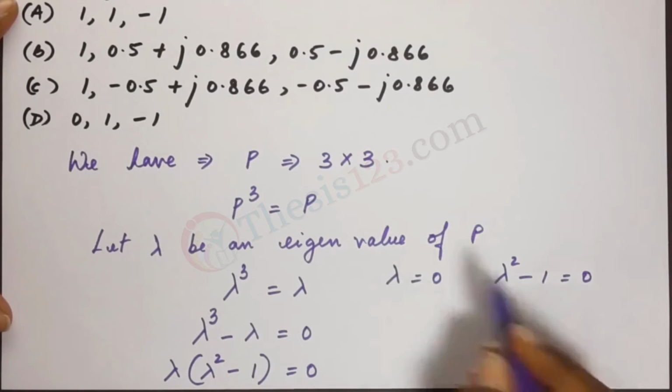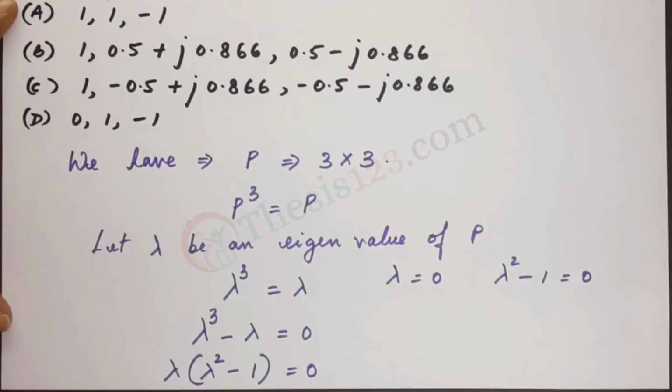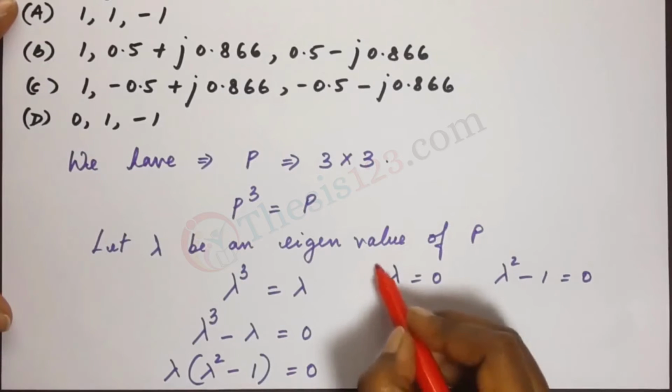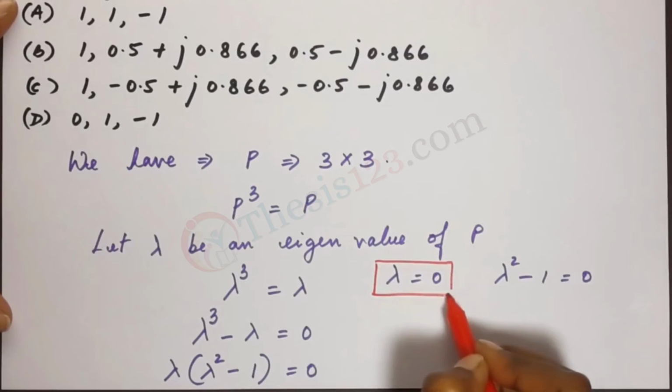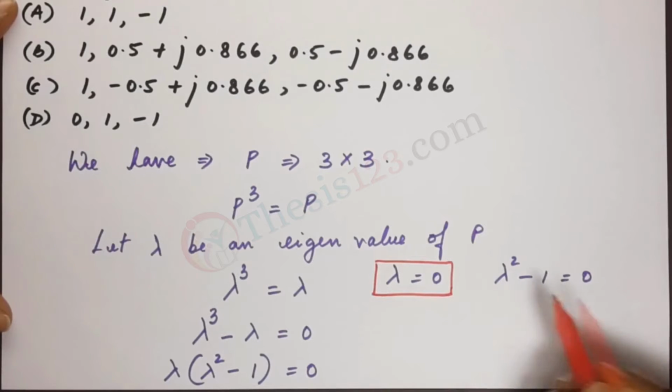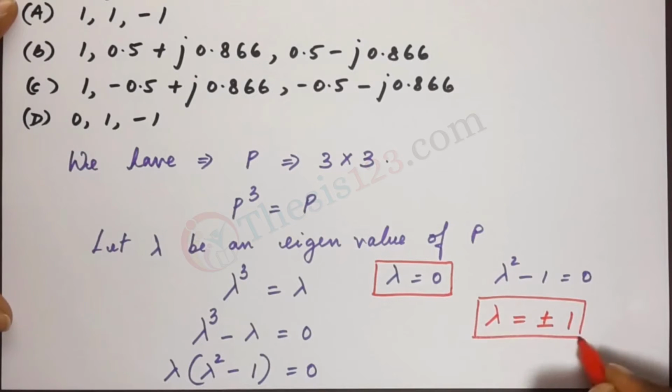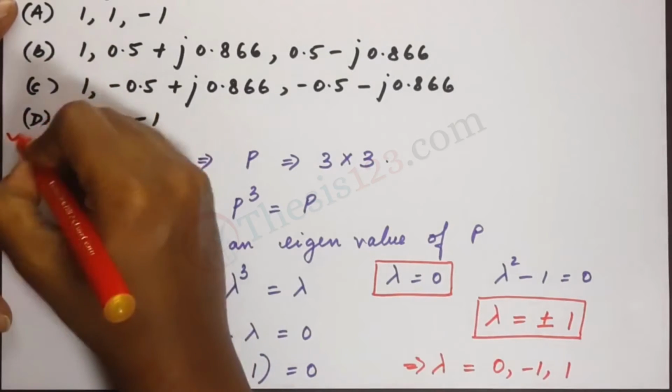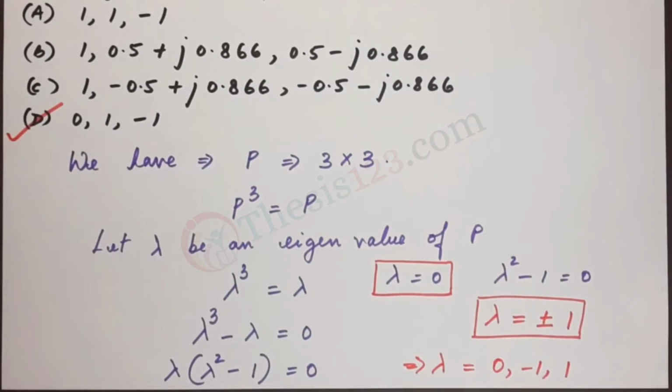So lambda is equal to 0 is our first value. And the next one shows us that lambda is equal to plus or minus 1. So these are our values of lambda, or the eigenvalues are 0, minus 1 and 1. So this matches option D. I hope this has helped.